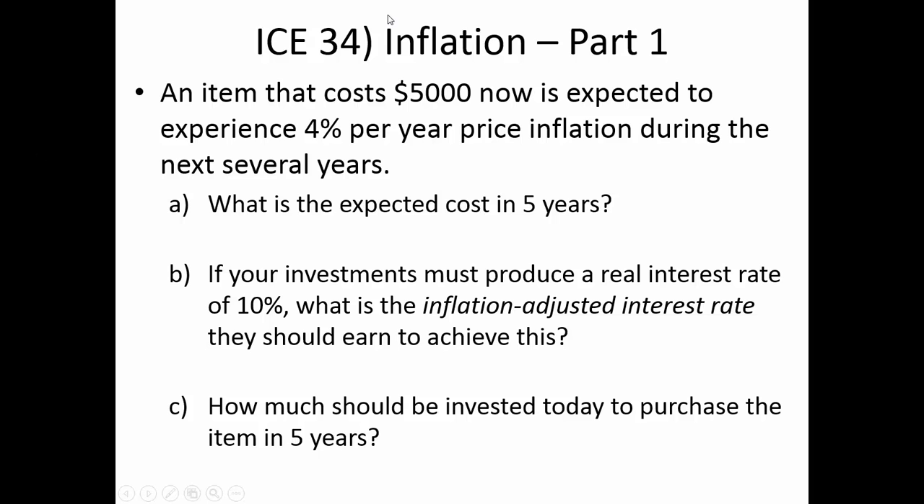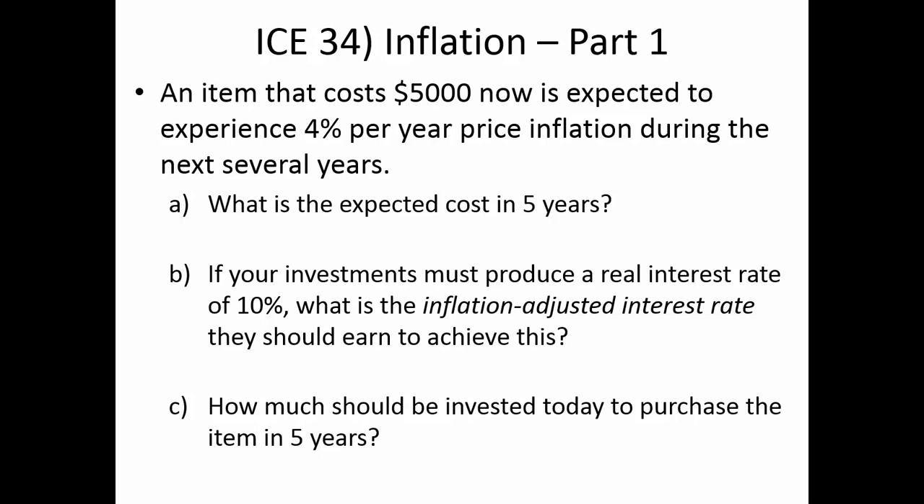All right, so we're doing these calculations by hand today. We have the instance in part 1. A certain item costs $5,000 now. We expect 4% price inflation. So this 4%, that's F. That's the annualized rate that prices are going up. So with that, we can calculate the expected cost in 5 years.